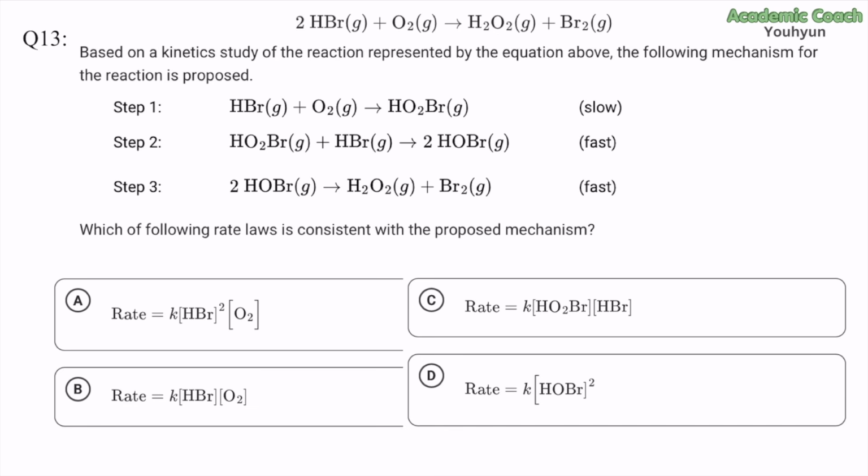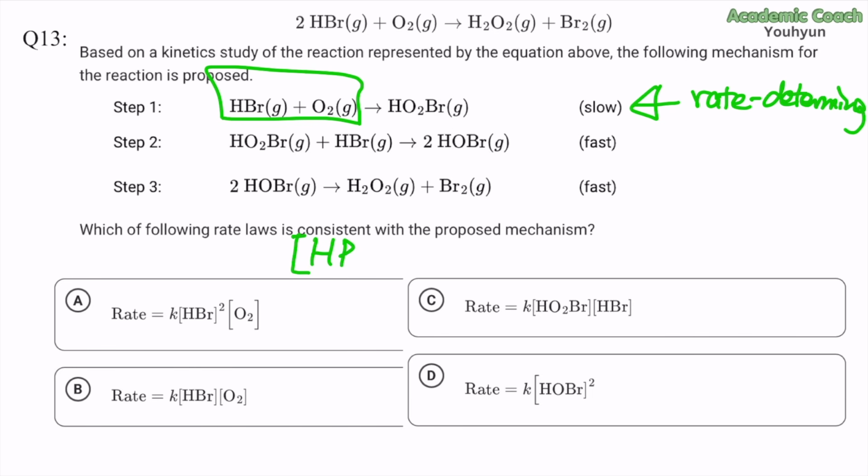Based on the proposed mechanism, the first one is the rate determining step. And the molecularity of the rate determining step should represent the rate law. This means the rate law should be proportional to the concentration of HBr to the power of 1 times the concentration of O2 to the power of 1. So the answer would be C.